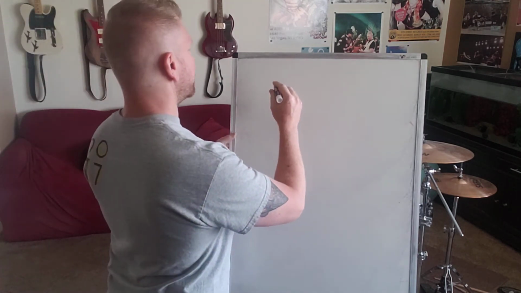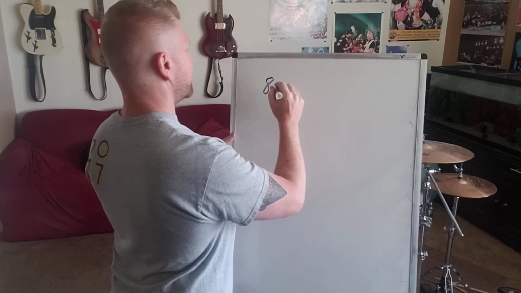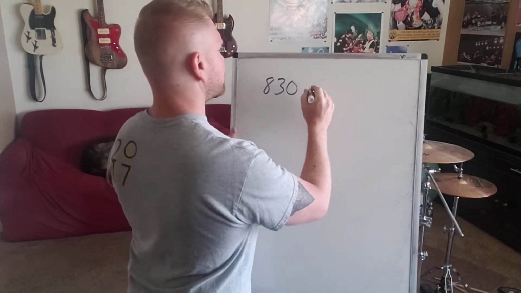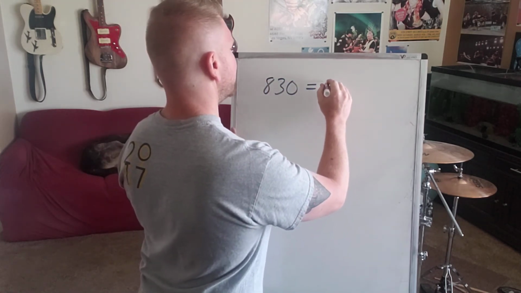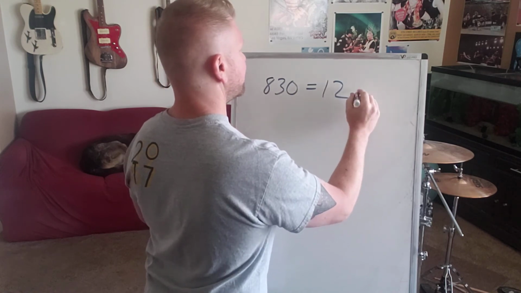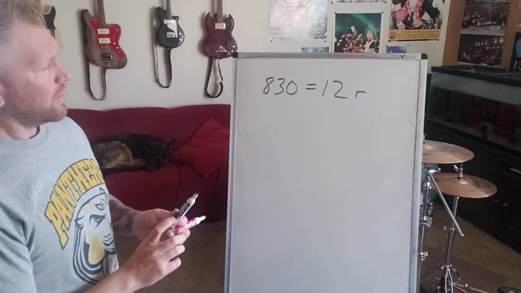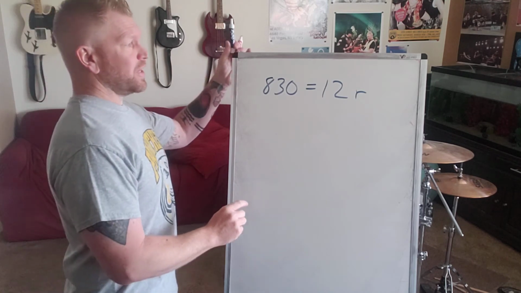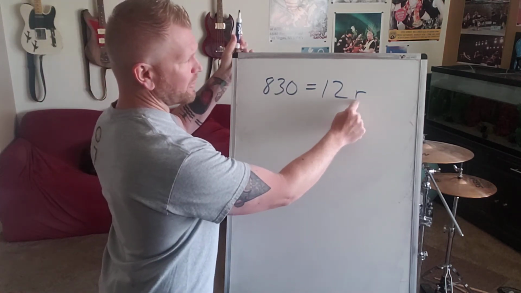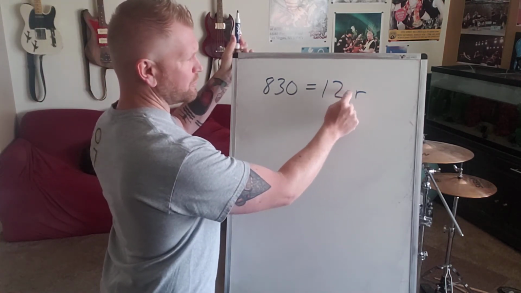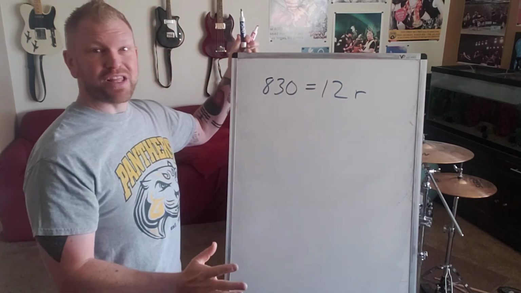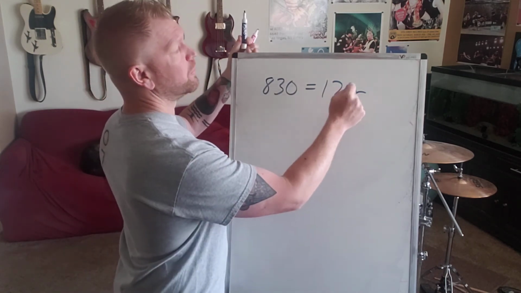Let's say we had one that was 830 is equal to 12R. Okay, so one thing you have to realize is what does it mean when the number is right by the variable? 12R, there's no symbol in between, just 12R. You need to understand that means multiply. This is 12 multiplied by R.